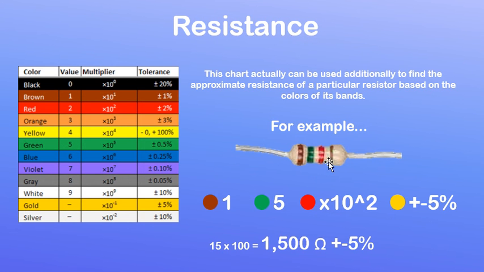Then the third band is actually the multiplier. So when we look at the third one, it's 1, 2, 3. That's times 10 to the second power, which is 100. Then the gold band is the tolerance band. In this case, it's plus or minus 5%, as shown here. So taking these two values, 15 times 100 equals 1500 ohms, plus or minus 5% tolerance.